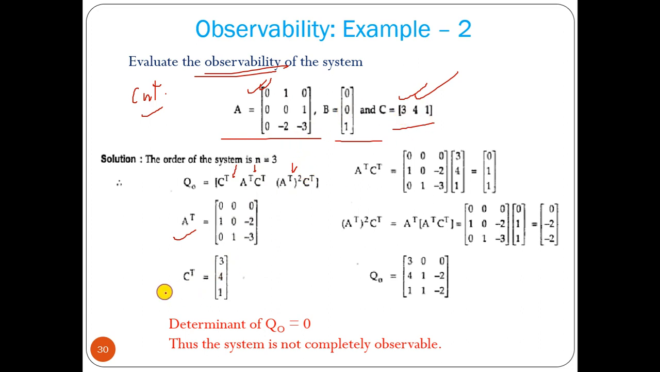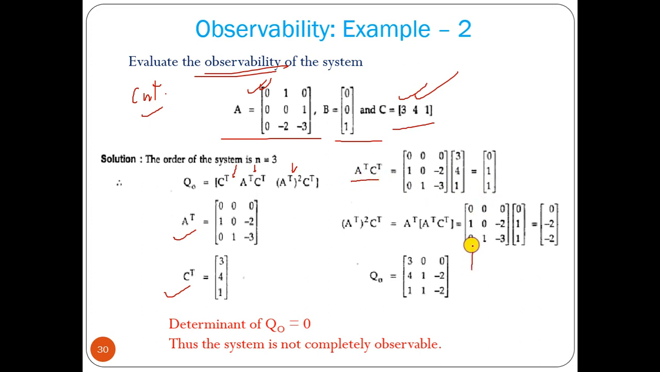So 3 4 1. Okay. Now A^T C^T we have to find out. So this is 0, so that is 0. Now this is 3 minus 2, so 1. This is 4 minus 3, 1. Okay, this is your A^T C^T.